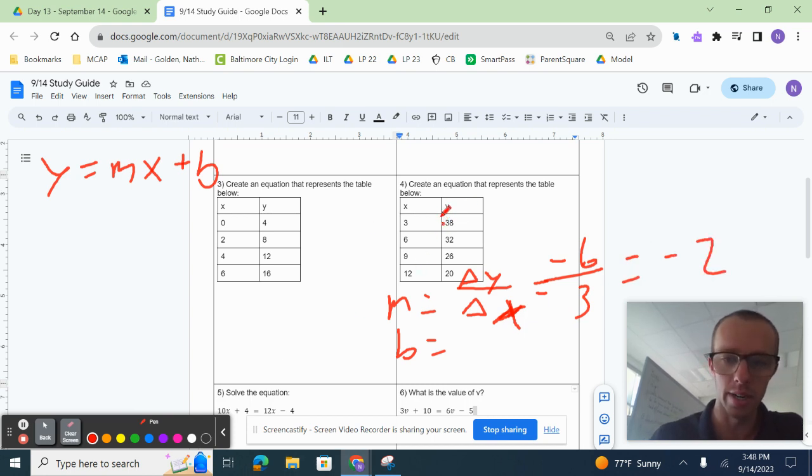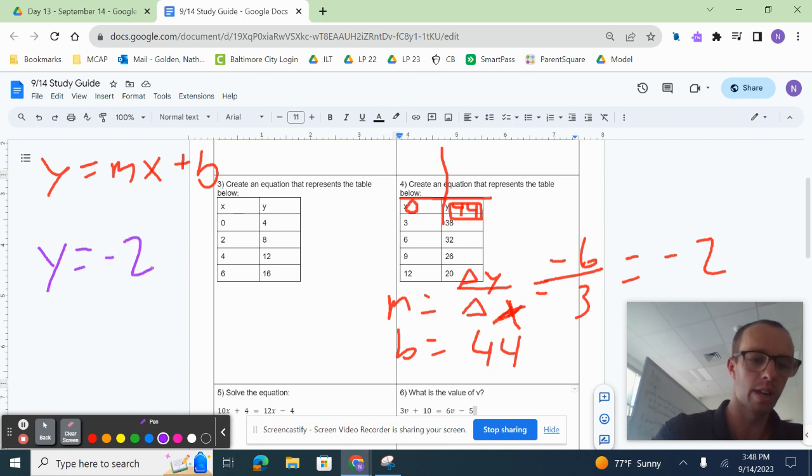To find b is a little trickier this time. I've got to count back and find out when x equals 0. This is counting by 3s. I'm at 3, I count backwards 3, and I'm at 0 after just one count back. To figure out what the y value is here, since this is going down by 6, to go in reverse I need to go up by 6. 38 plus 6 is 44. So when x is 0, y is 44, and b is 44 here. I'll write our final equation in purple. If b is 44 and m is negative 2, I get y equals negative 2x plus 44.